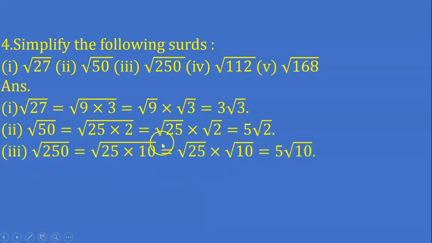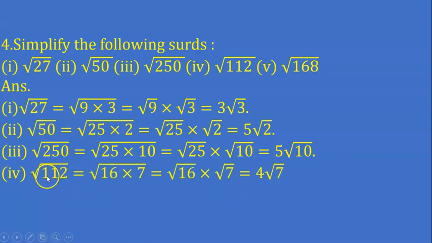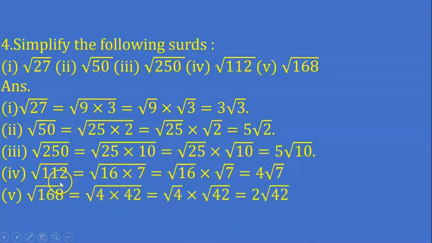Next, root of 250. Root of 250 can be written as root of 25 into 10, which is root of 25 into root 10. Root of 25 is 5, so 5 root 10. Next, root of 112 can be written as root of 16 into 7, root of 16 into root 7. Root of 16 is 4, so 4 root 7. Root of 168 is equal to root of 4 into 42. Root of 4 is 2, so 2 root of 42.